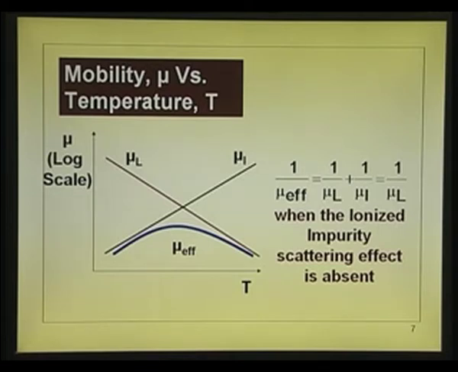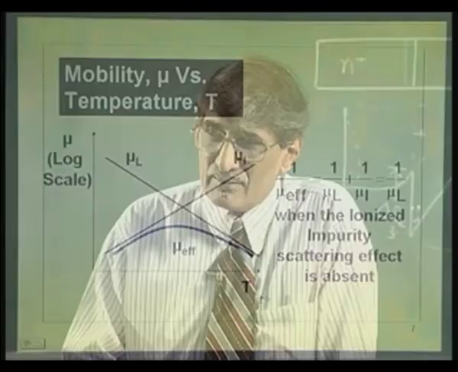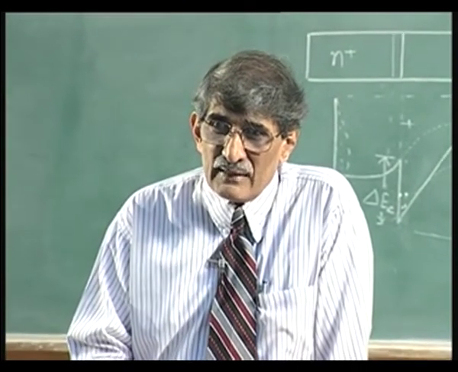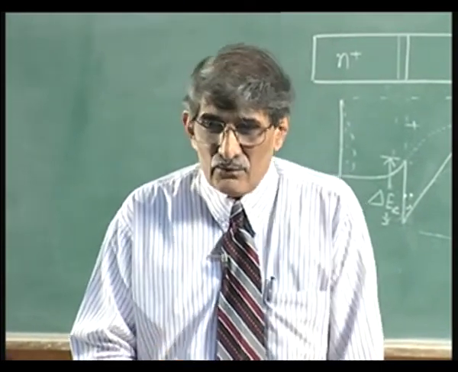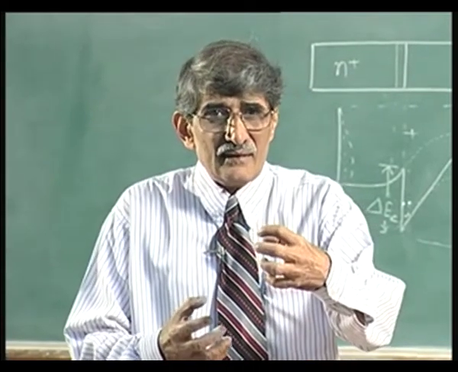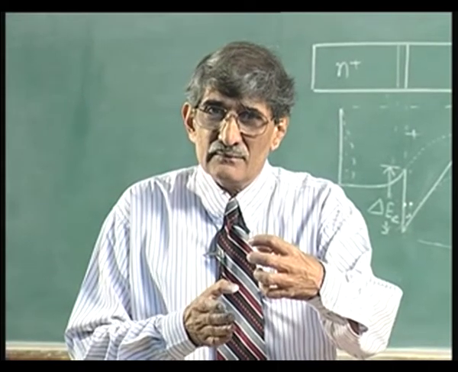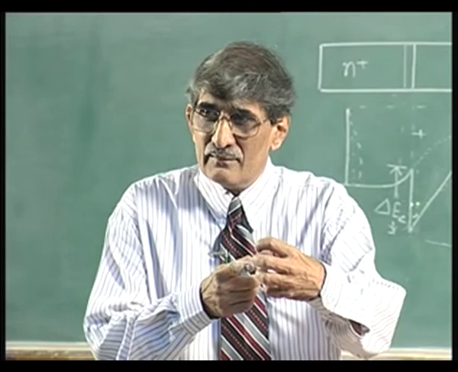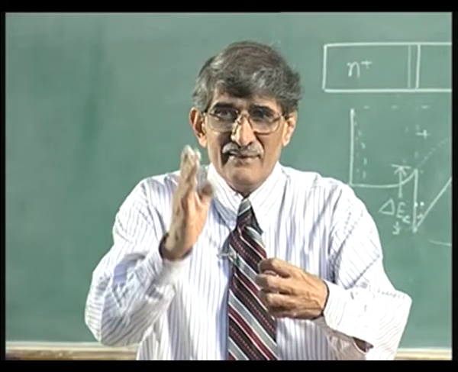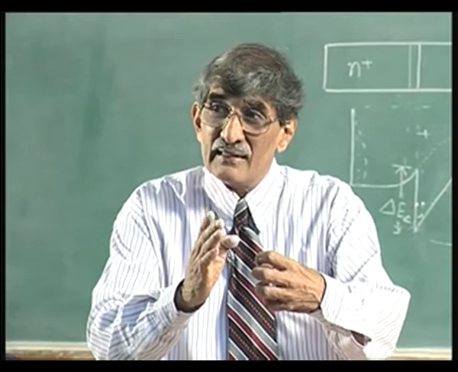If you take it on a log scale, of course, the mobility will keep on increasing as you keep on decreasing temperature due to ionized impurity scattering, because the impurity scattering becomes more and more important when you go to lower temperatures. Why? Because at lower temperatures carrier velocities are small. So, if there is a scattering center here, and the velocity of electrons is large, the effect of this scattering center is not felt, zip, it goes through. So, scattering effect is less.